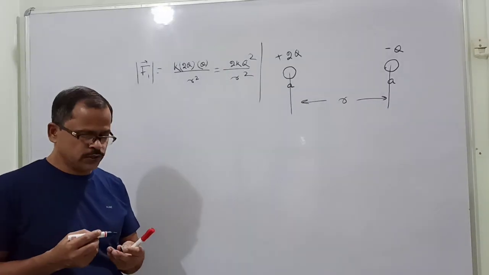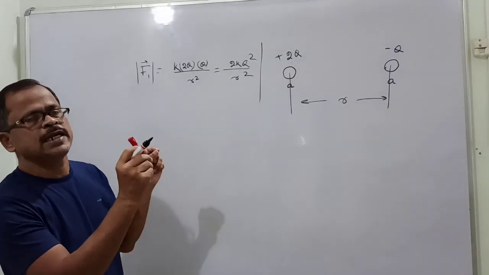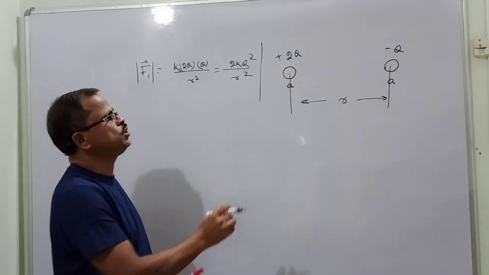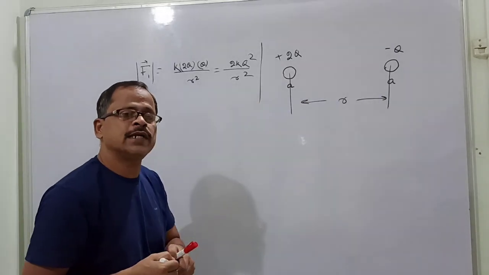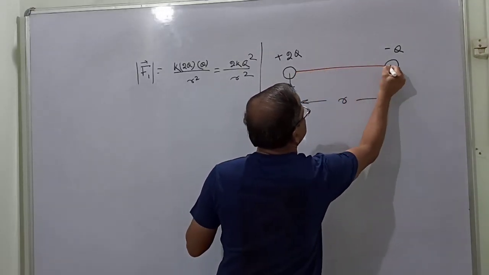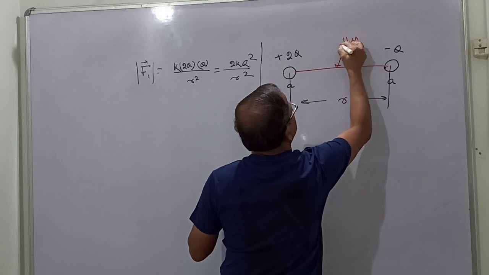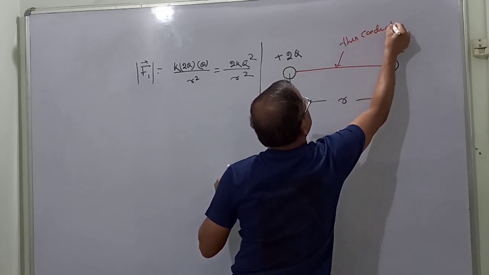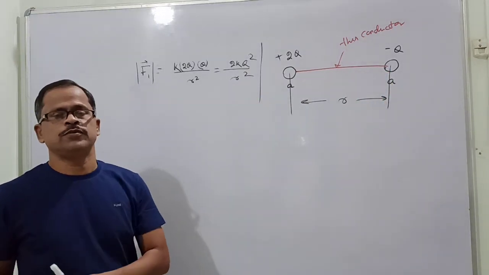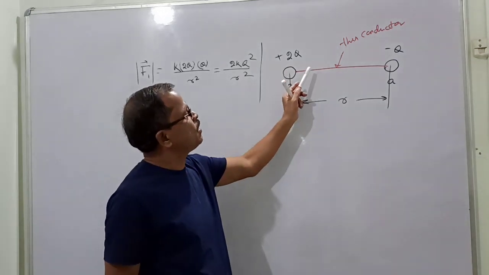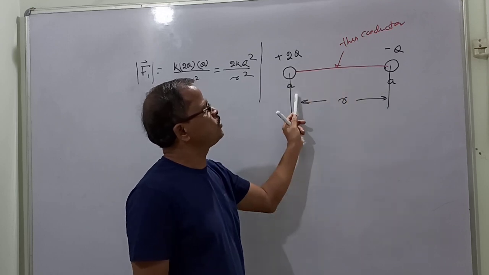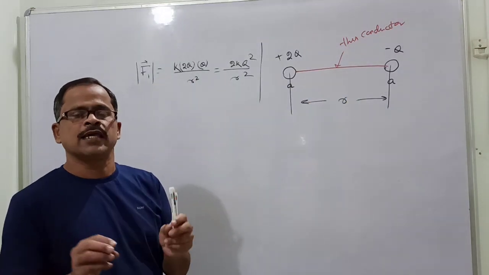In the second case, these two spheres will be temporarily connected by a very thin conductor. Then the conductor is removed. Now please listen carefully. When the two spheres are connected by a conductor, since both spheres have the same radius, they keep the same amount of charge.